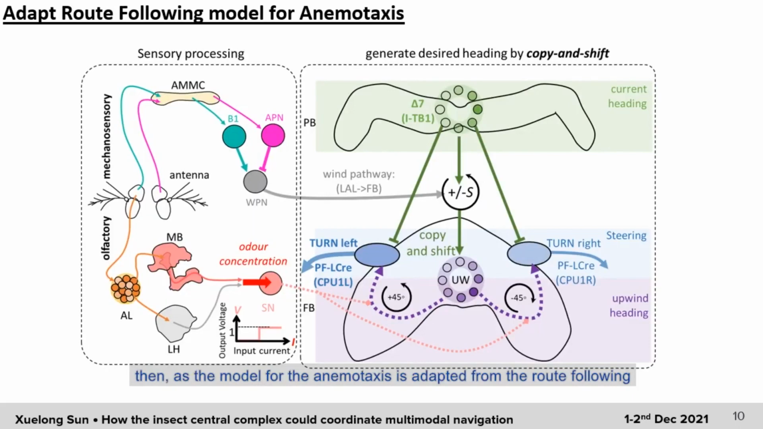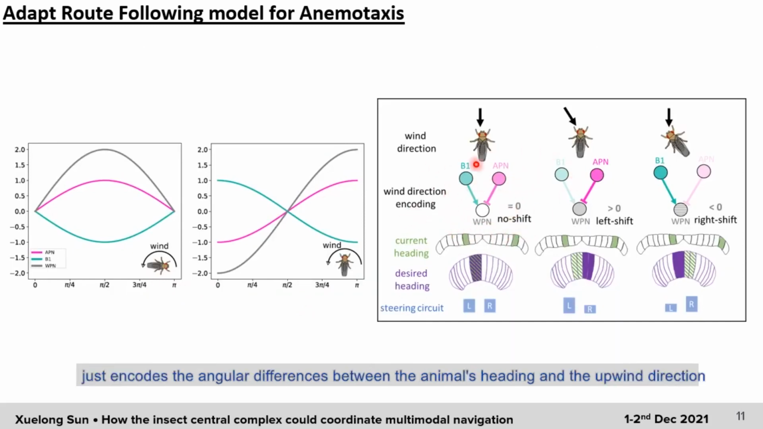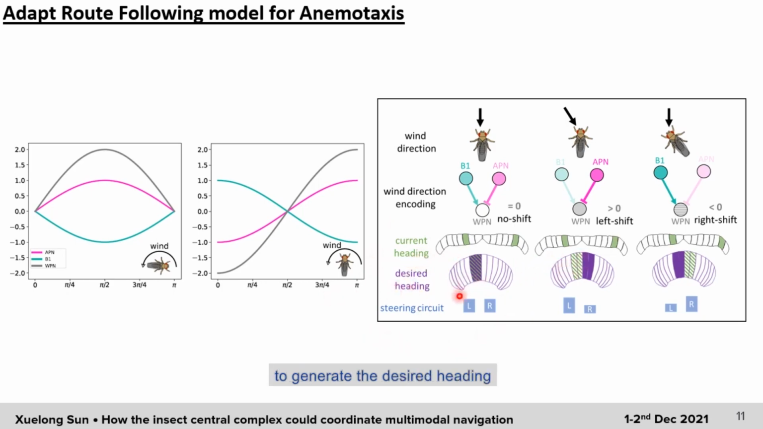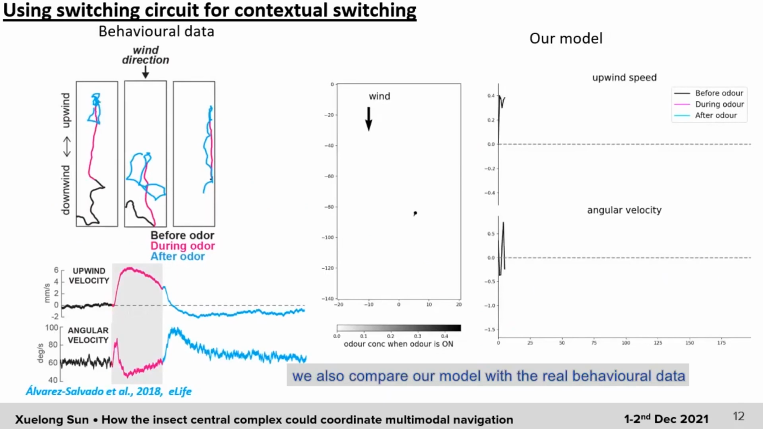Then, the model for anemotaxis is adapted from route following with two neural pathways. One is for the upwind direction encoding, and another is for the olfactory processing. It is worth noticing here that the WPN neurons just encode the angular difference between the animal's heading and the upwind direction. So it could provide a signal of the amount by which the current heading should be shifted to generate the desired heading. We also compare our model with real behavioral data.